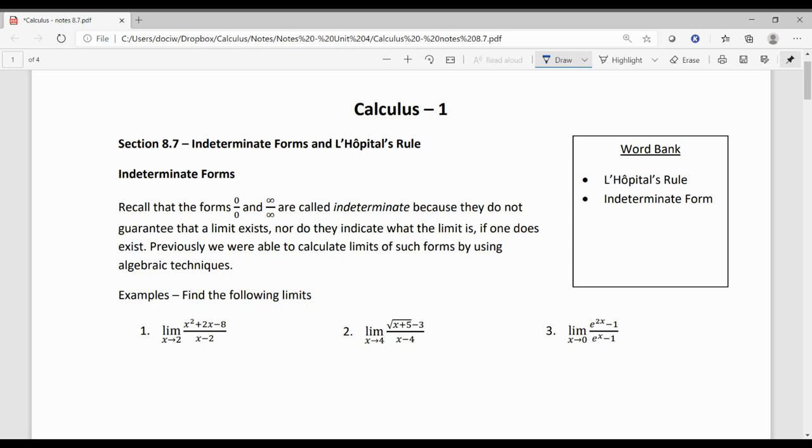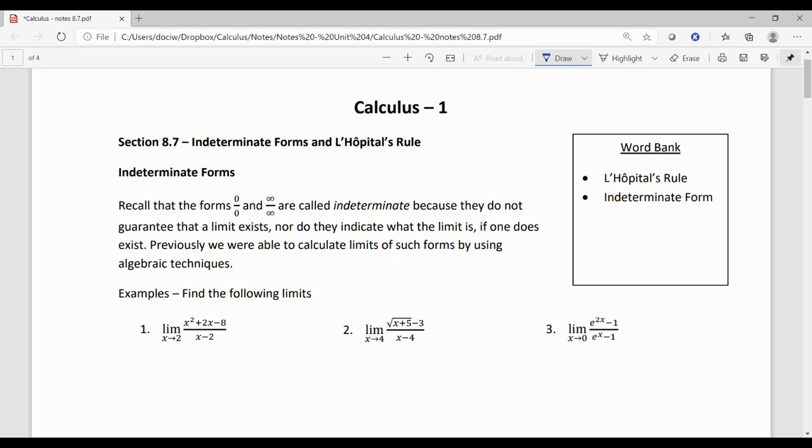Okay, so this video is section 8.7 calculus. This is the first section in unit 4, indeterminate forms and L'Hopital's rule.